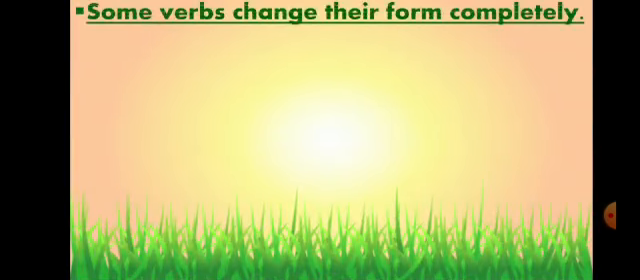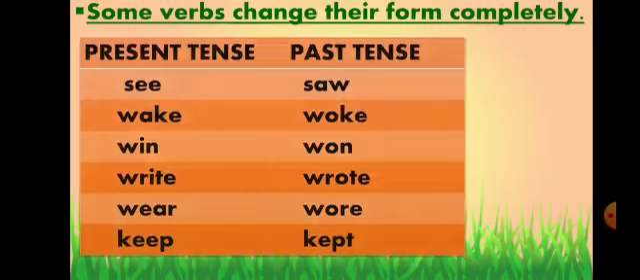Some verbs change their form completely to form past tense. They are also called as irregular verbs. Now let me go through a long list to make it more clear to you all. See becomes saw, wake becomes woke, win becomes won, write becomes wrote, wear becomes wore, keep becomes kept.